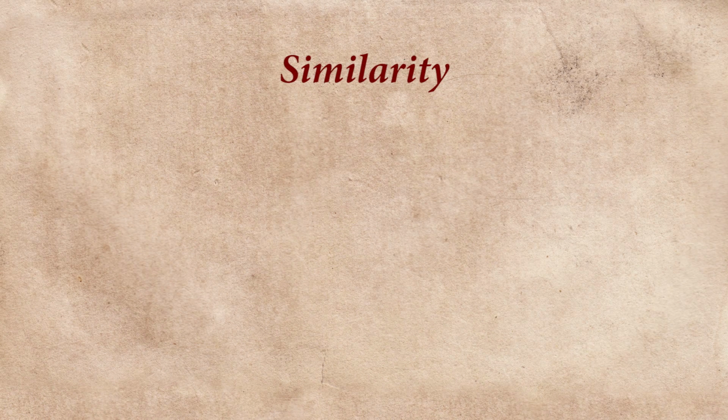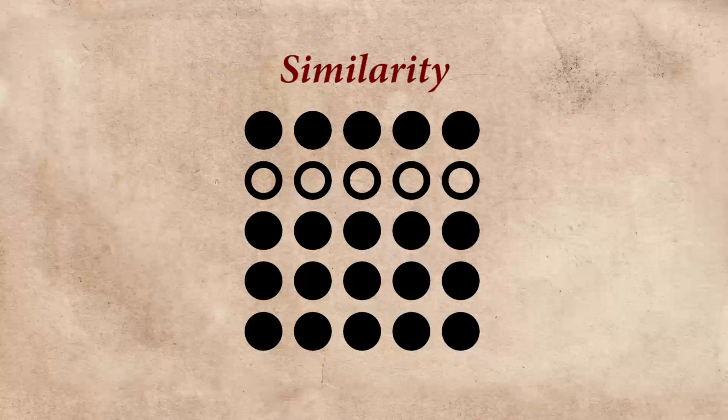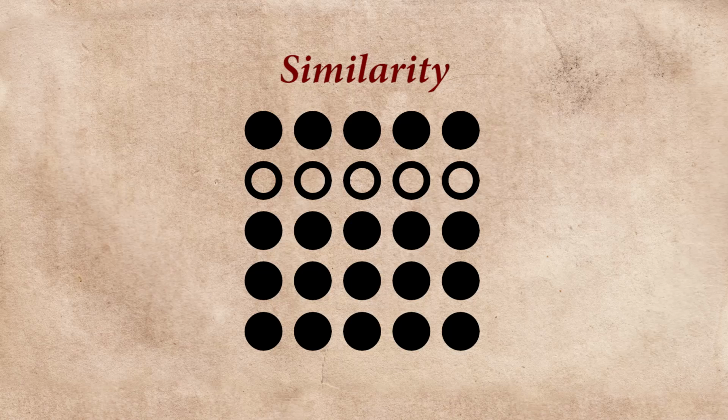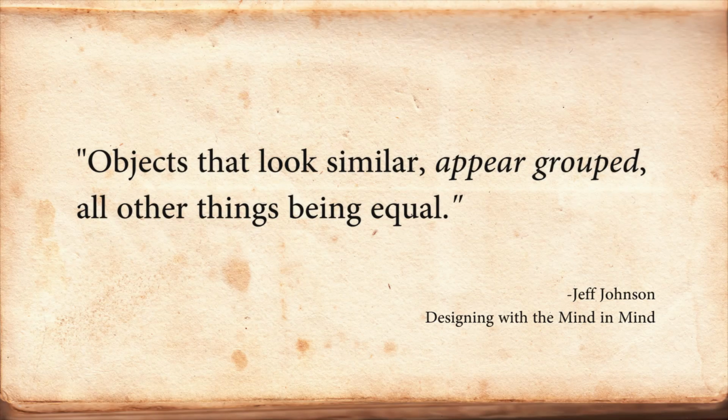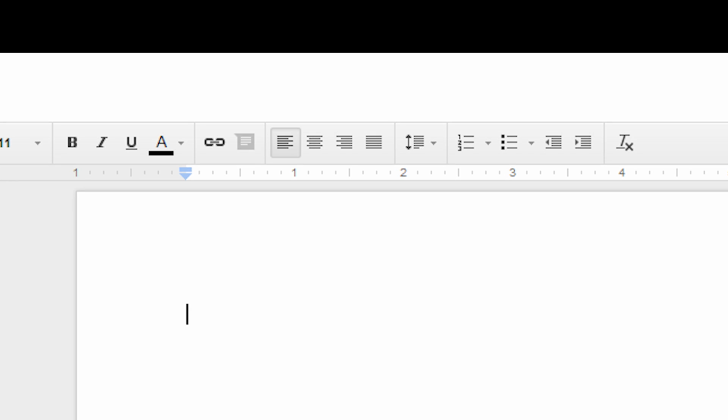Next is the Gestalt principle of similarity. Like this bunch of dots, you would probably notice that the hollow circles in the middle are similar, and therefore you would assume they are different from the rest. Objects that look similar appear grouped, all other things being equal. This is used again in Google Documents with the text alignment functions. The buttons look very similar to each other, so we're able to guess that they perform similar functions.